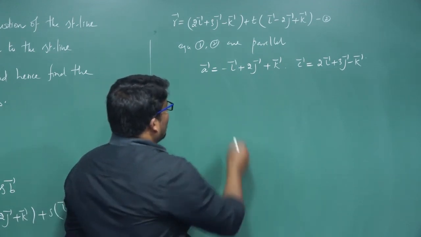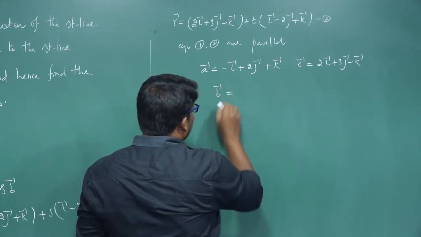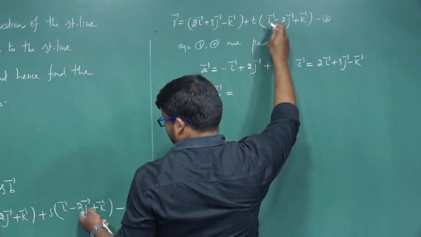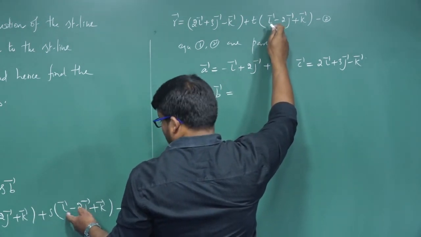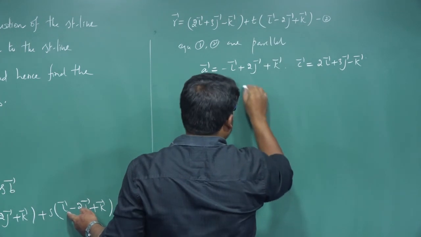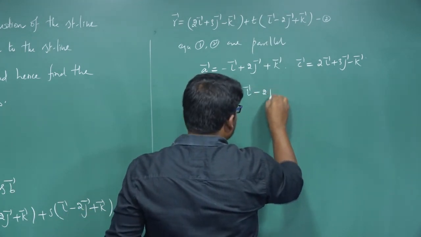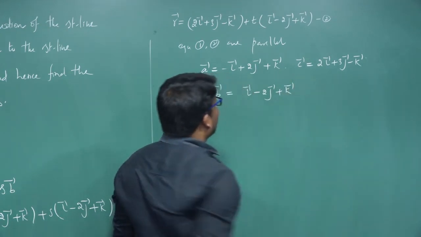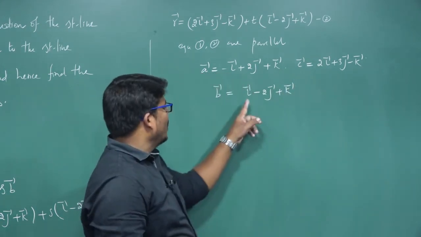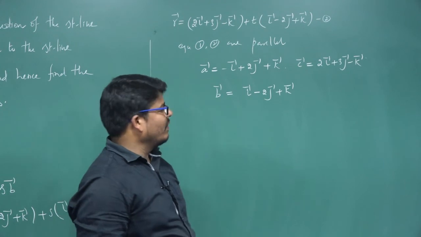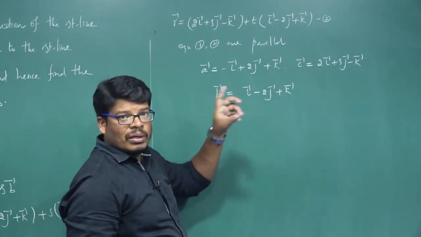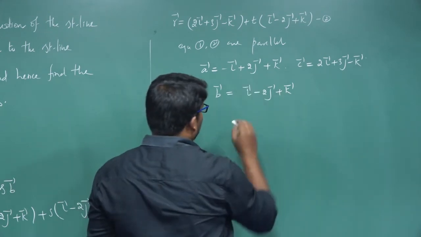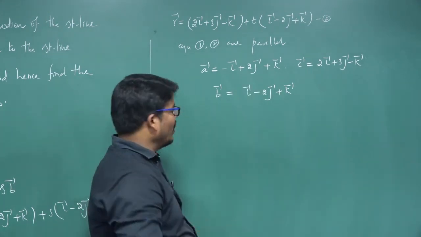And next one, B vector is the direction, they are parallel. B vector equal to, the two vectors are the same. First and the second are same: i vector minus 2j vector plus k vector. Therefore, the two vectors are parallel. Two lines are parallel. Now find the distance between the parallel lines.